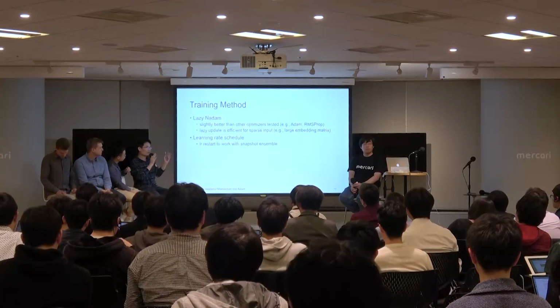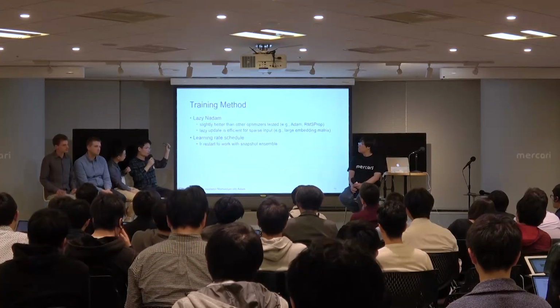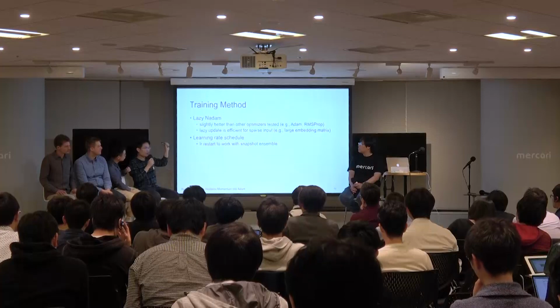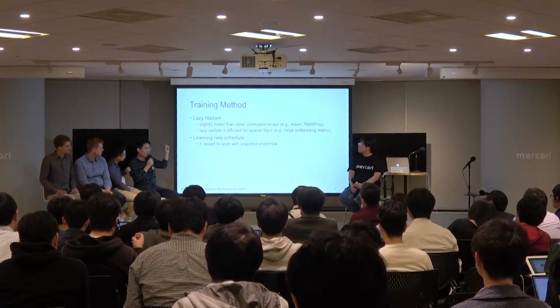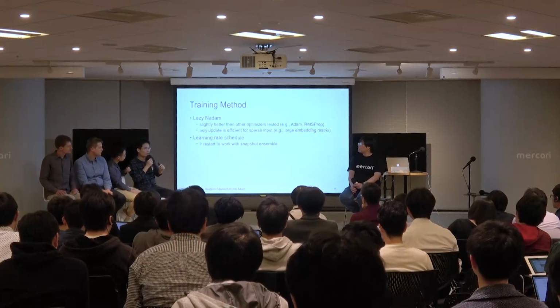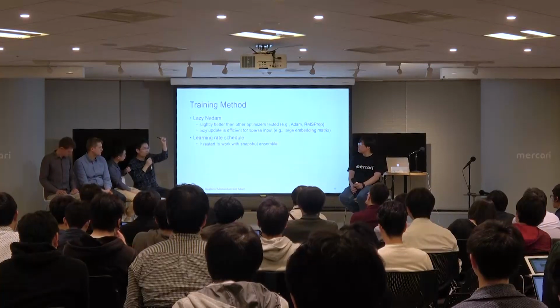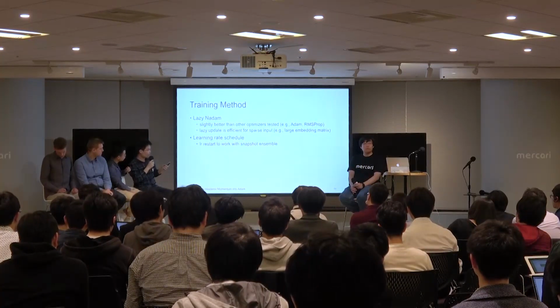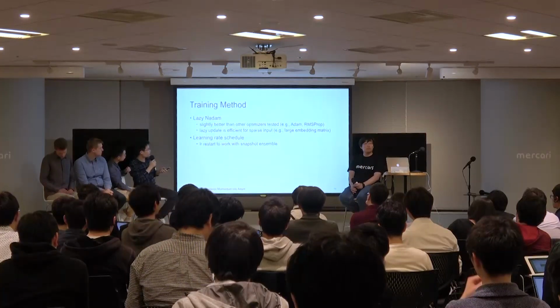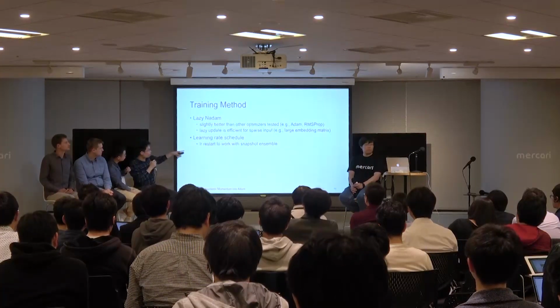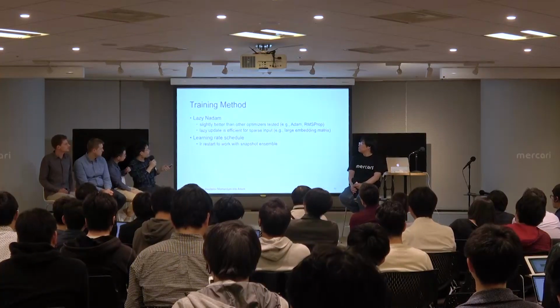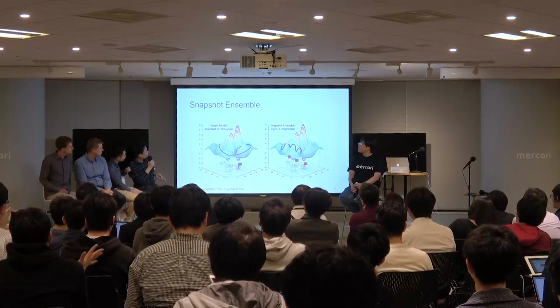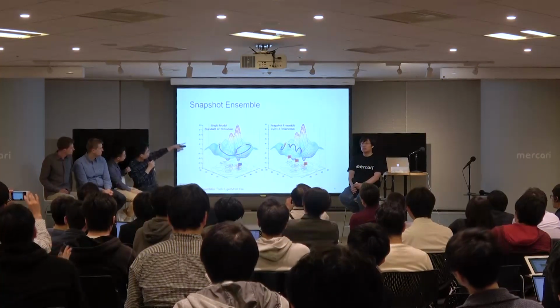For the first few epochs, your learning rate decreases from 1.0 to 0, and then it goes up to the original value, and then you drop, and then you go back up to the original value. This is used to work with snapshot ensemble.